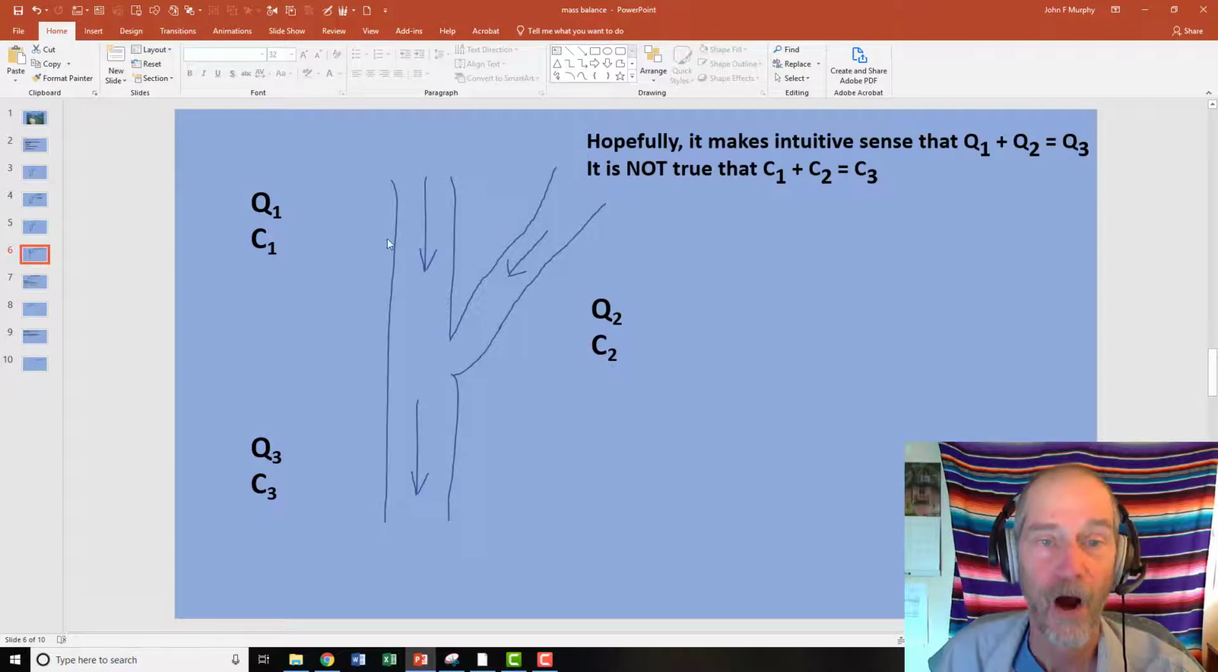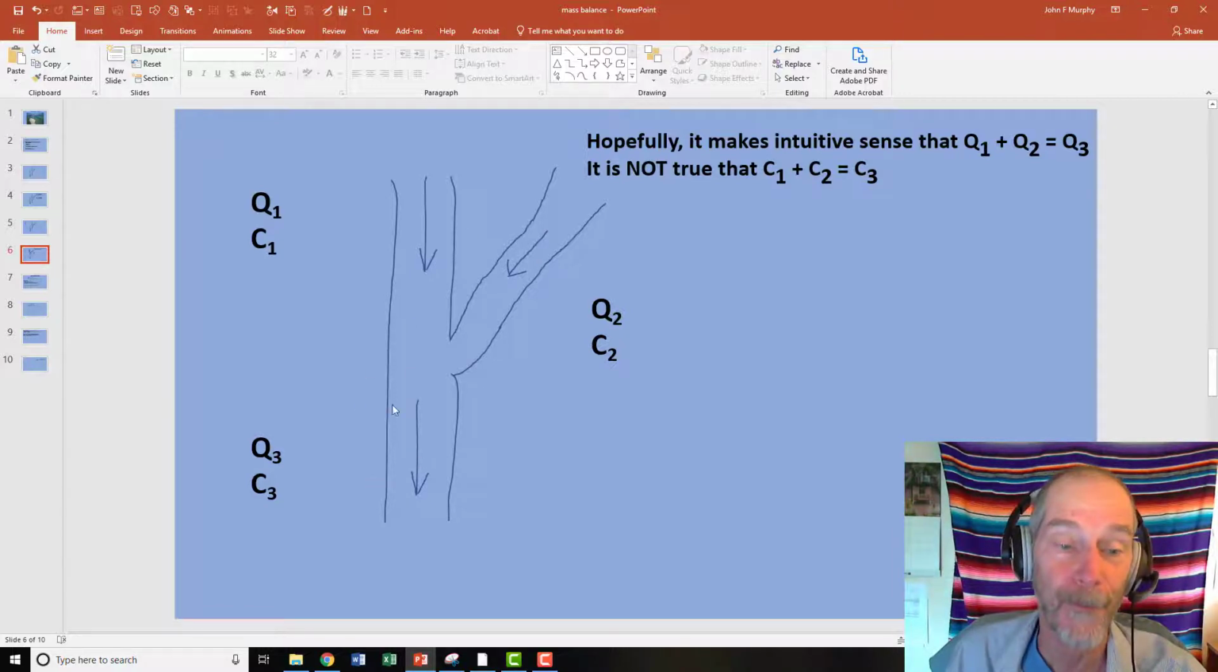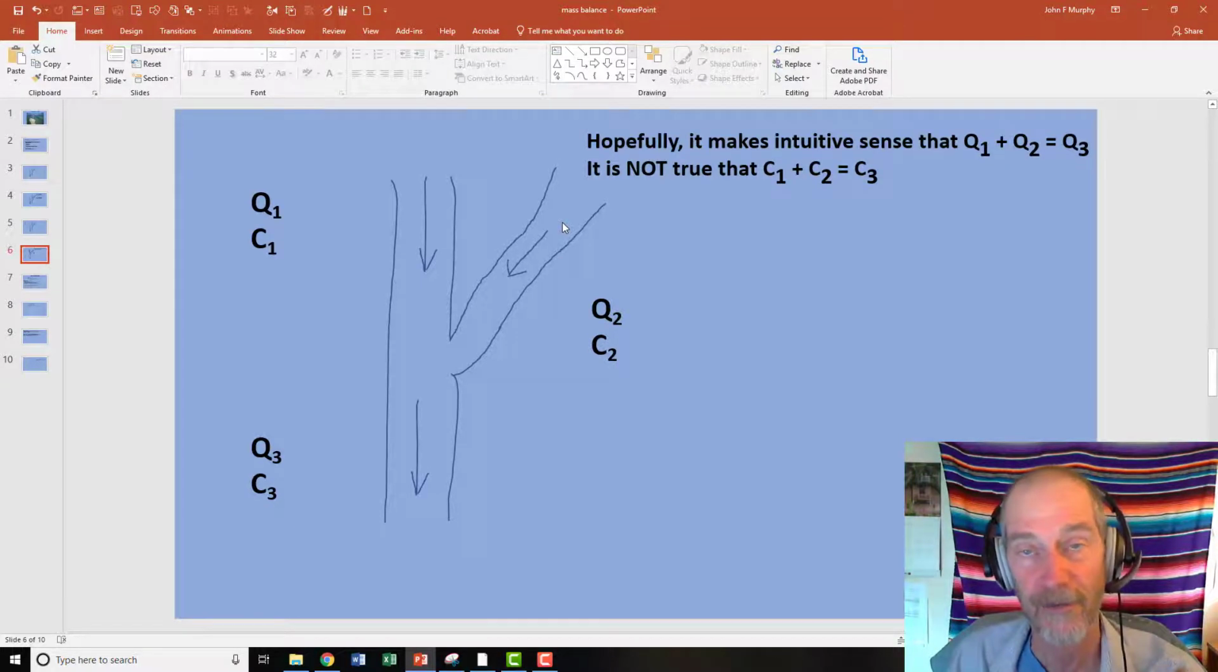Now, hopefully it makes intuitive sense to you. We're going to do some solving here. There's two things going to happen. First, hopefully it makes intuitive sense that Q1 plus Q2 equals Q3. Maybe not, because those numbers just went through your head. So let's explain. What does that mean? The quantity of 1 plus the quantity of 2 equals the quantity of 3, which means the amount of water downstream equals the amount of water upstream plus the amount of water from the tributary. Hopefully that makes intuitive sense. If not, reverse the video, go back and review what I just said. This water plus this water equals that water.